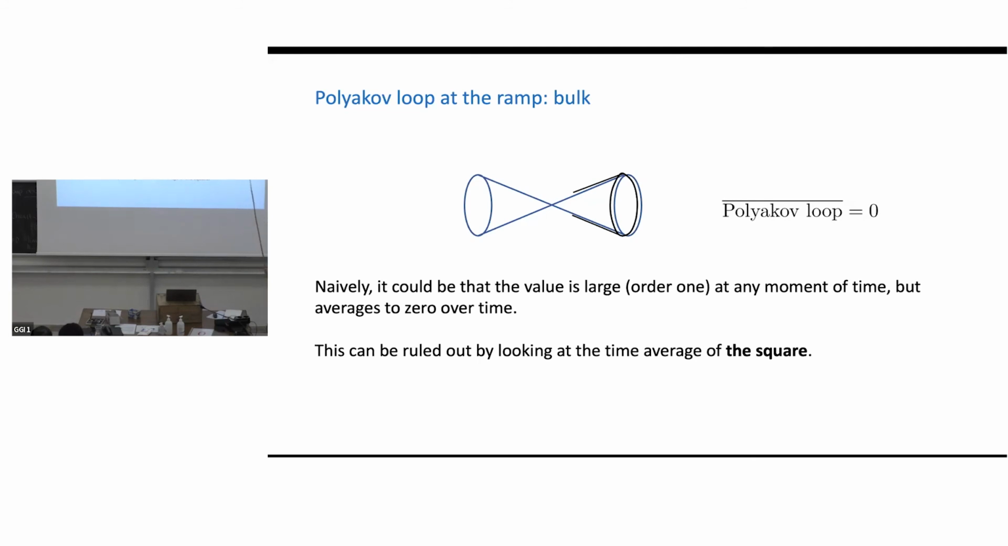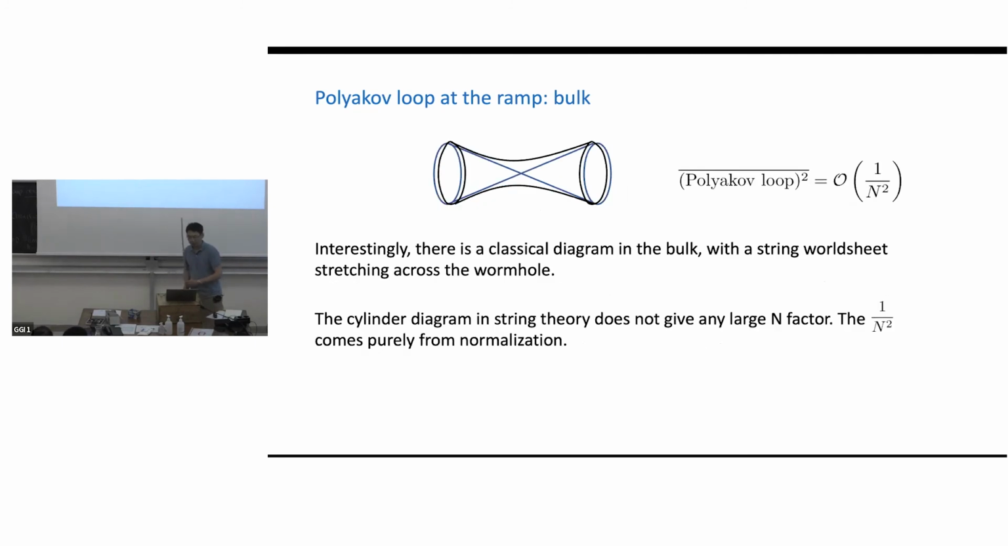Naively, you could say that we could still have a non-zero and actually large order 1 value of the Polyakov loop at any moment of time. But it could well be that when we get 0 here, it simply says that this order 1 and large fluctuation averages to 0 over time, okay? But we can actually rule this out by looking at the time average of the square of the Polyakov loop. In other words, we consider the Polyakov loop squared and then take the time average.